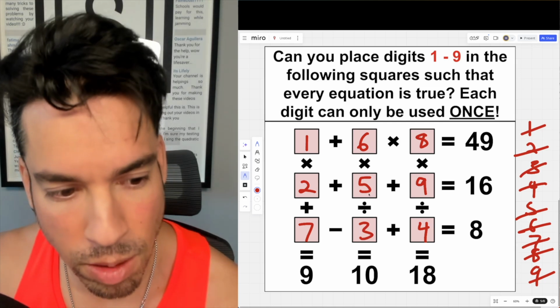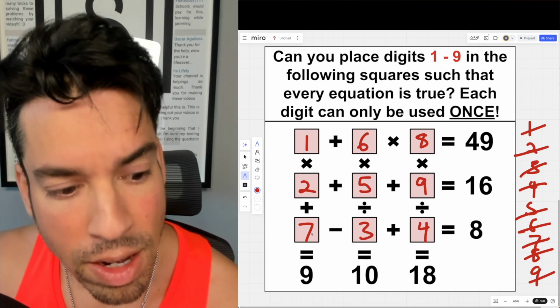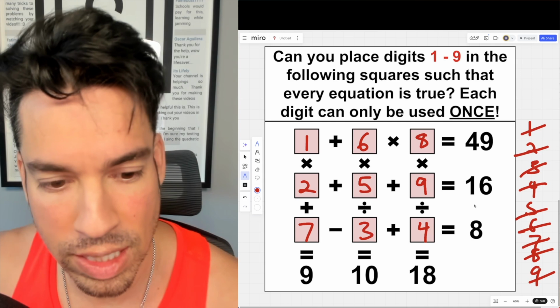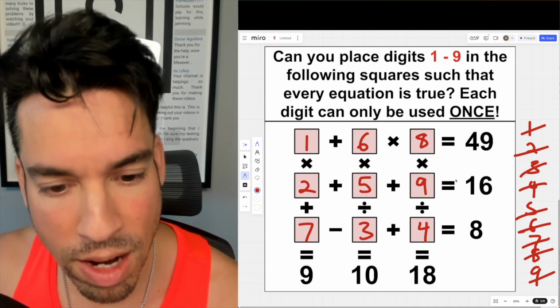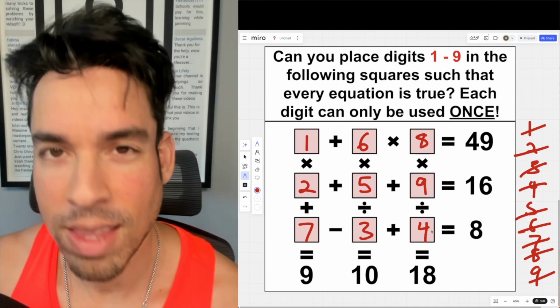Now we'll just verify. 6 times 5 is 30 divided by 3 is 10. 7 minus 3 is 4 plus 4 is indeed 8. As I already mentioned, 2 plus 5 plus 9 is 16. That's how you do it.